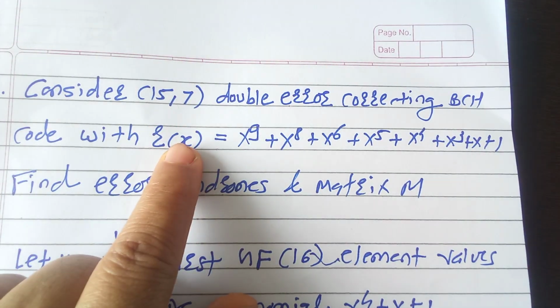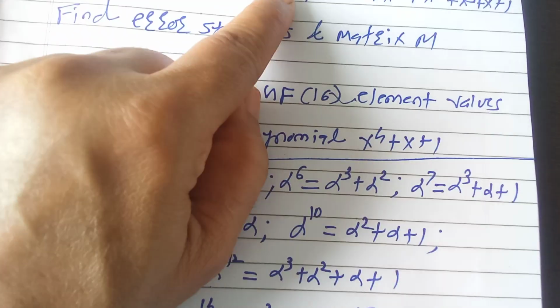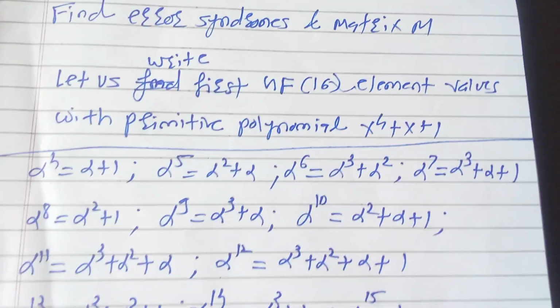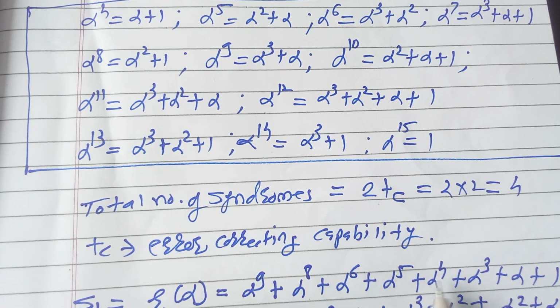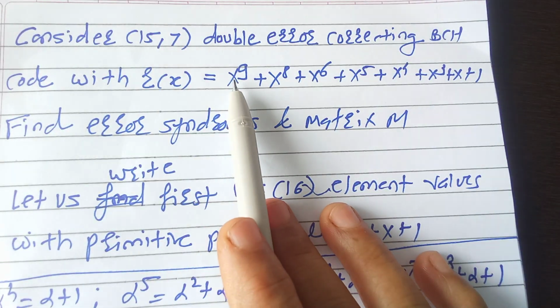So in this equation of Rx, you have to put x equal to alpha. So alpha^9, alpha^8, alpha^6, alpha^5, alpha^4, alpha cube, alpha plus 1. Instead of x, you have to write here alpha.